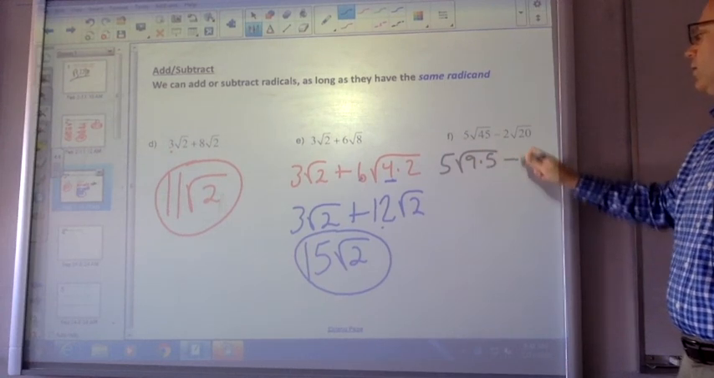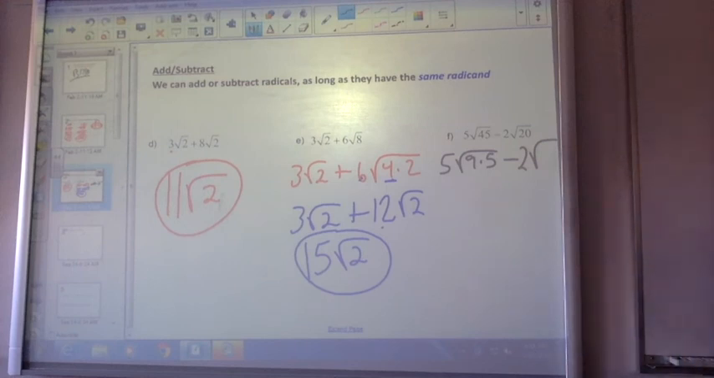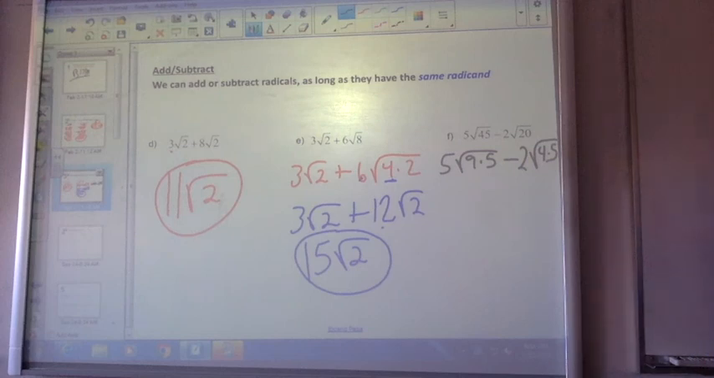And then minus. What about root 20? What can I break 20 down to? 10 times 2, but I want perfect squares, and 10 and 2 are not perfect squares. What's another perfect square? 4 and 5, right? You feel comfortable with what I have written there?